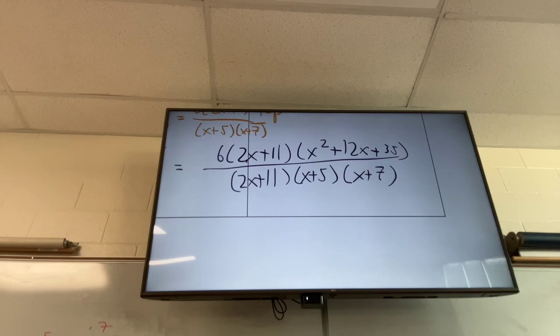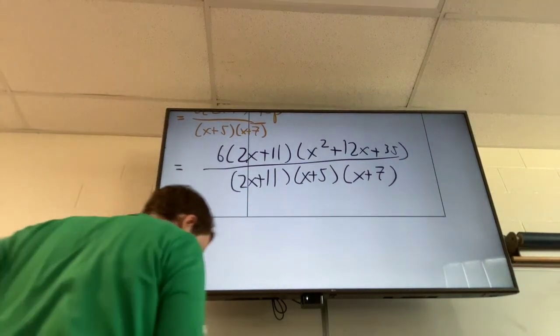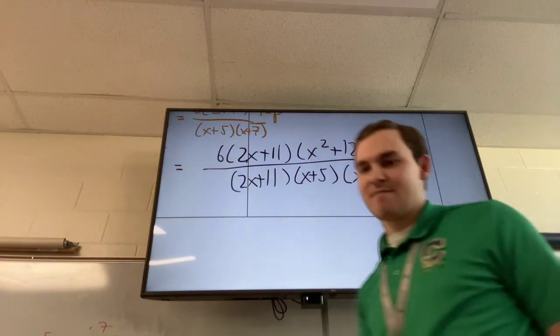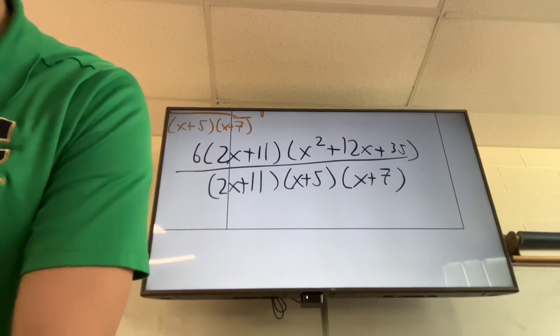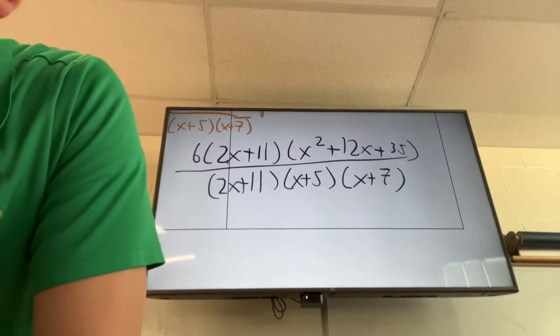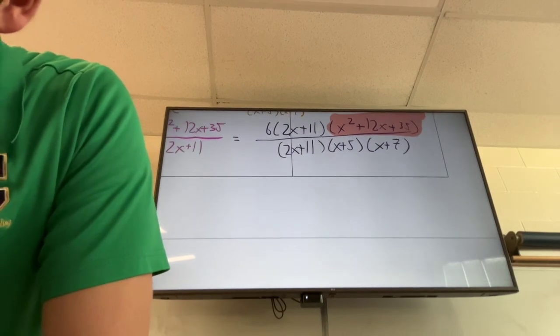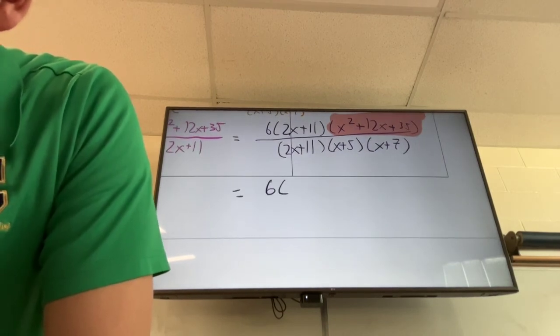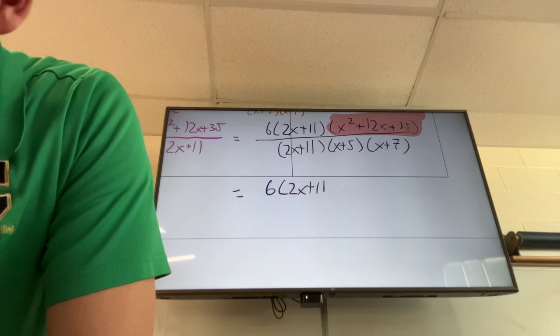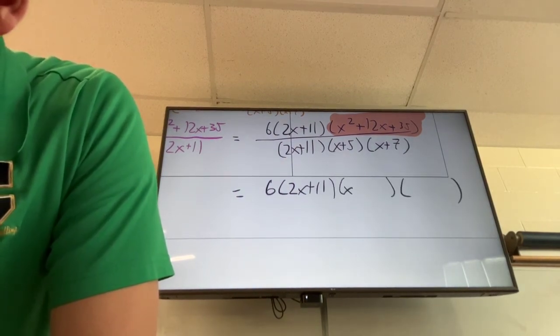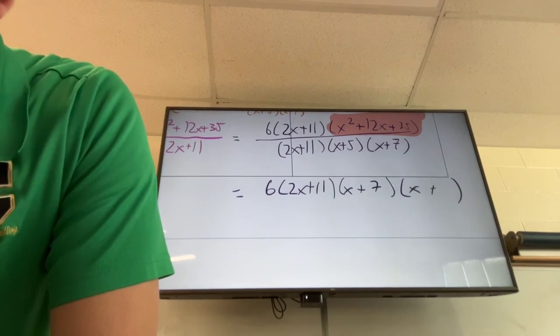It's not simplified. How do we simplify? We simplify by doing what? Factor. Excluded values. Cancel out, okay? So let's factor. There's only one thing I can factor here. What's that? This guy. So I'm going to factor that guy. What does that factor to? X plus 7. Thank goodness. Good job. Awesome.